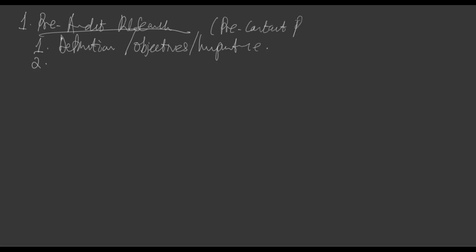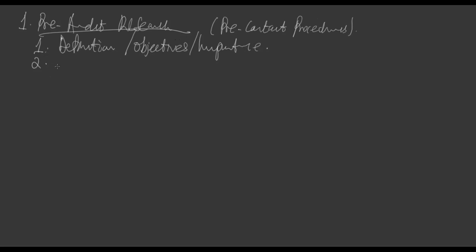That is before you contact the taxpayer. What procedures are you doing? Be careful. You don't see pre-audit research, you're going to see pre-contact procedures. So the definition, the objectives, and the importance. These are the things that you have to look out for. Just know them and you will be fine.